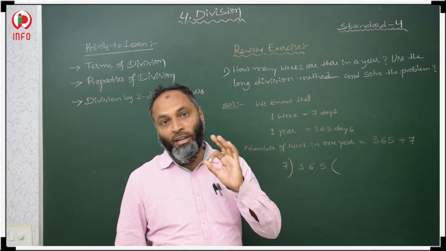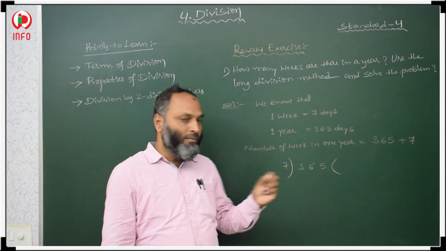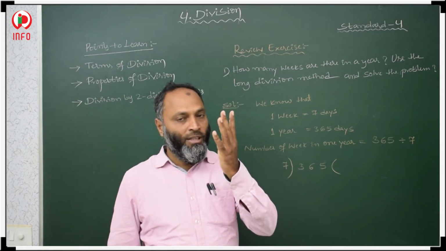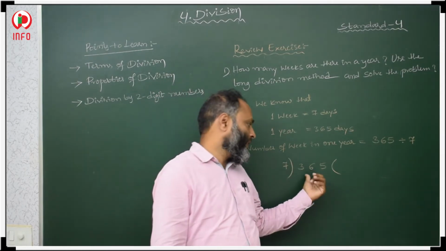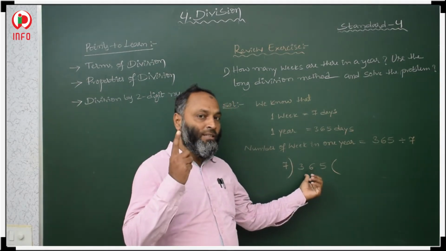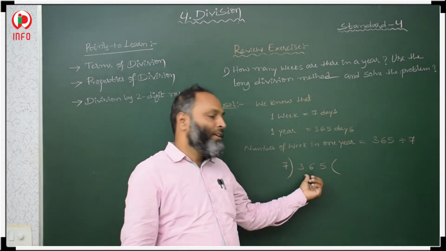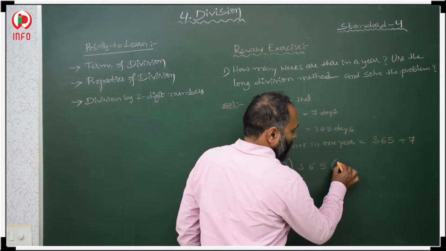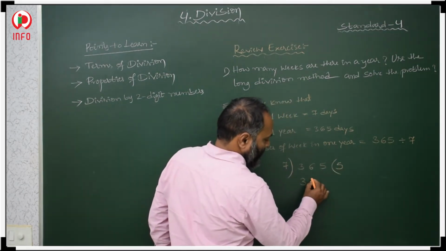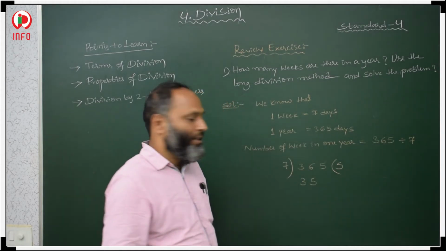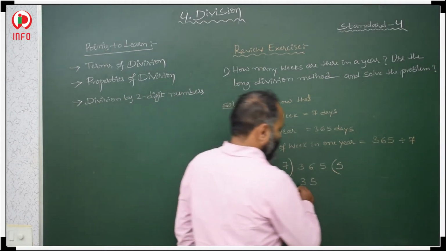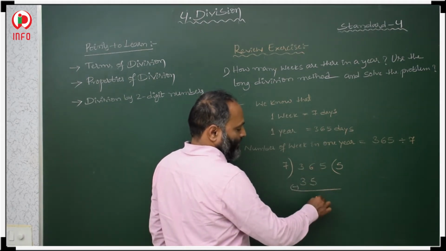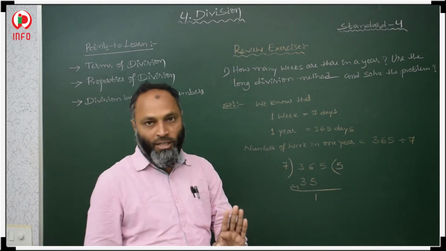Tables are very important. Now, 7 1s are 7, 7 2s are 14, 7 3s are 21, 7 4s are 28, 7 5s are 35, 7 6s are 42, it is more than 36. So we have to take 7 5s are 35. We write 35 like this, then minus it. 6 minus 5 is 1. 3 minus 3 is 0. No need to take that 0.